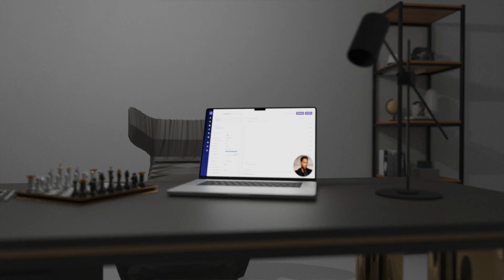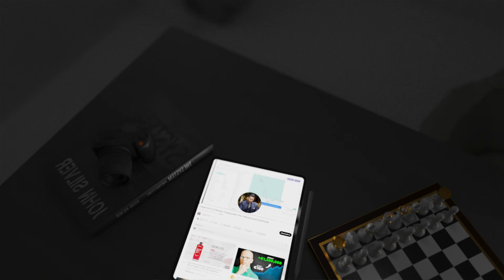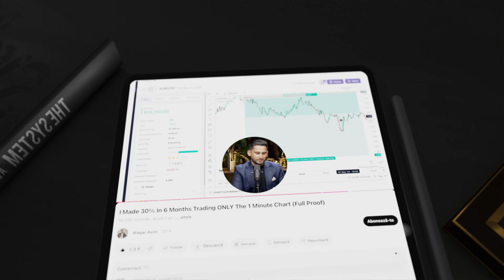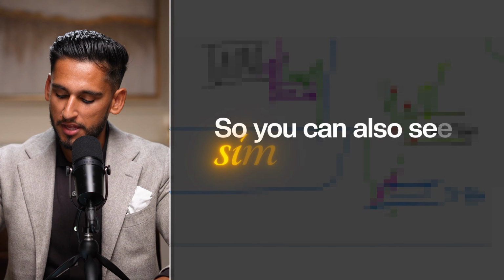This is my entire trading strategy on a single whiteboard. The same strategy that made me $92,000 in a single month and on a separate occasion allowed me to make 17.5% in a single trading day. And today I'm going to be sharing with you the exact step-by-step building blocks, taking you from zero to the entire strategy on a single whiteboard so that you can also see similar results.